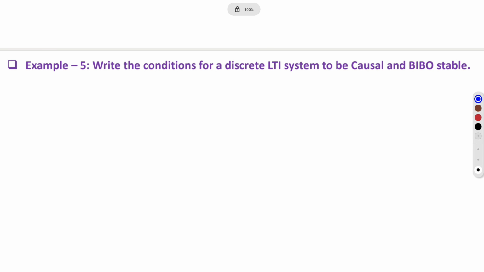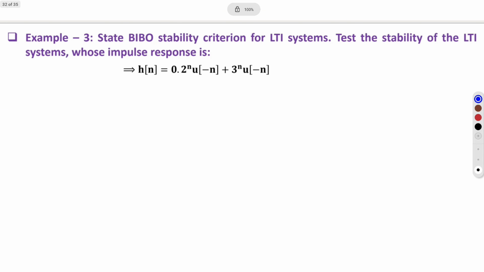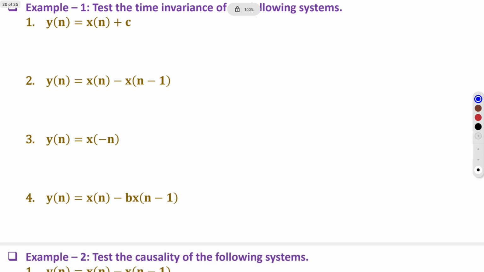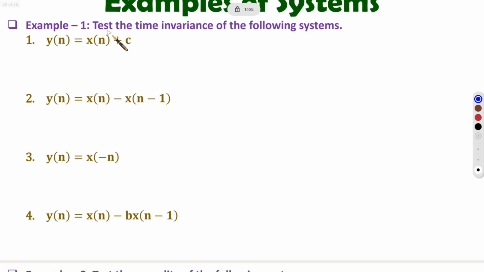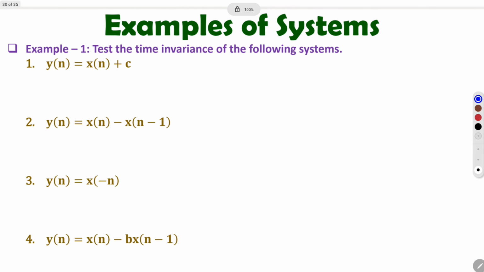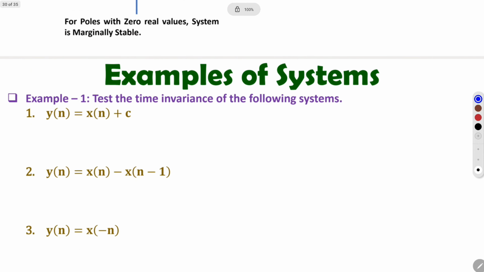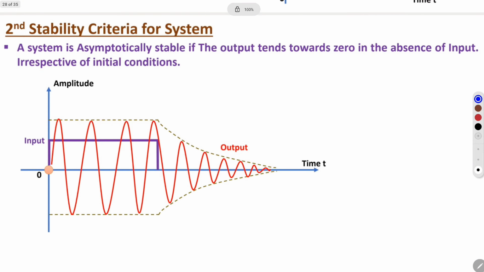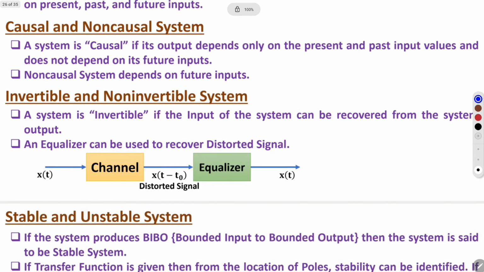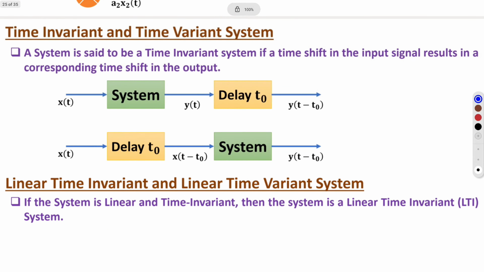Now let me explain the solution of question number 1. See here in question 1, we need to test the time invariance of the following systems. In my last video, I have discussed the classification of systems. In that video, I have explained how to check whether a given system is time invariant or not.